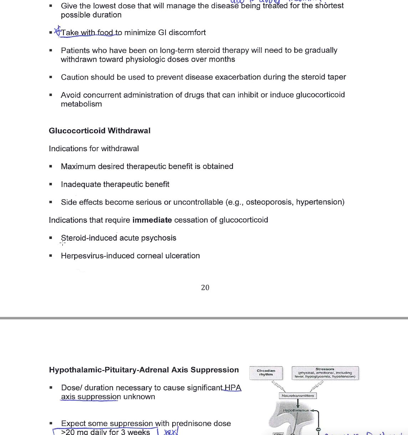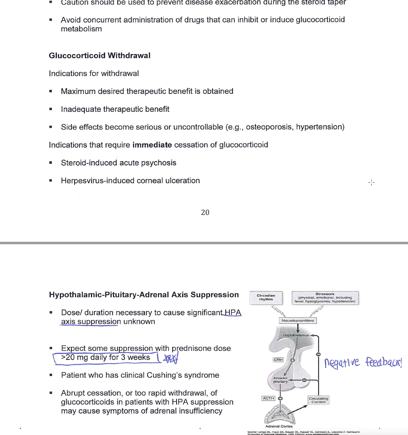Those are when a patient has steroid-induced acute psychosis. I already mentioned earlier that when a patient has acute psychosis, we will stop corticosteroids right away. Or when a patient has herpes virus-induced corneal ulceration, this can lead to blindness. So we are going to stop corticosteroids right away. Other than these cases, if the case is between these two, long-term use or disease exacerbation is a concern, we are going to do slow tapering.